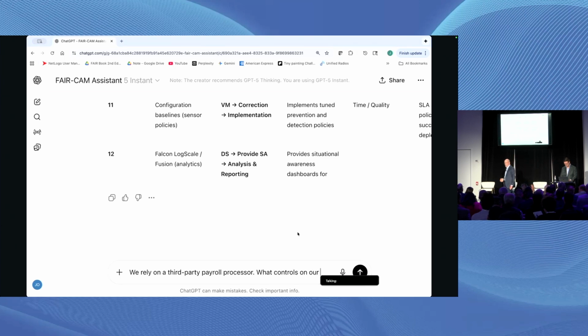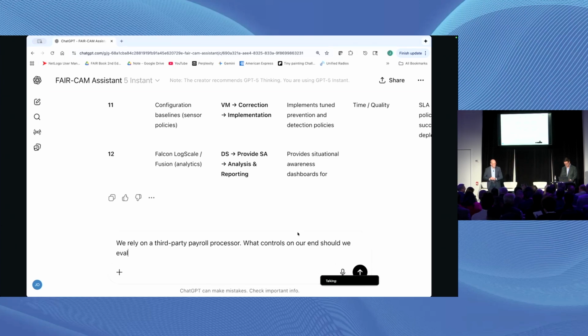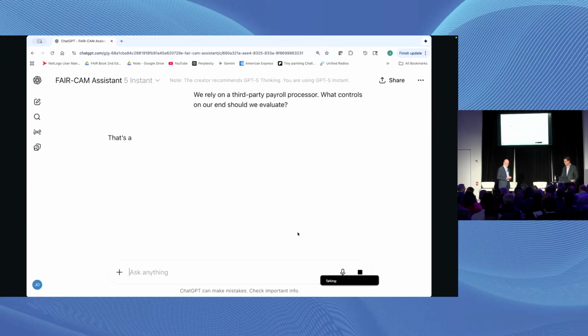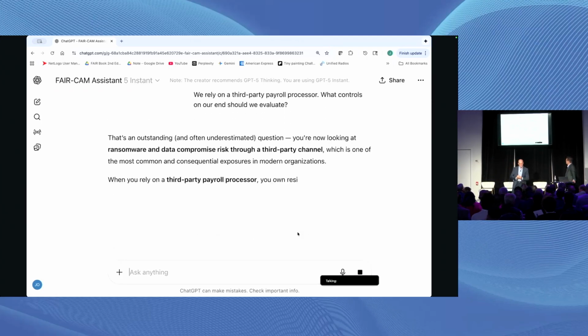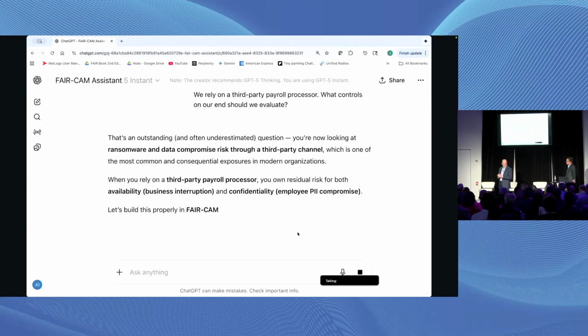Yes? I have a question about your learning data set. Is it constrained or non-constrained? Do you prioritize where that learning data is coming from?